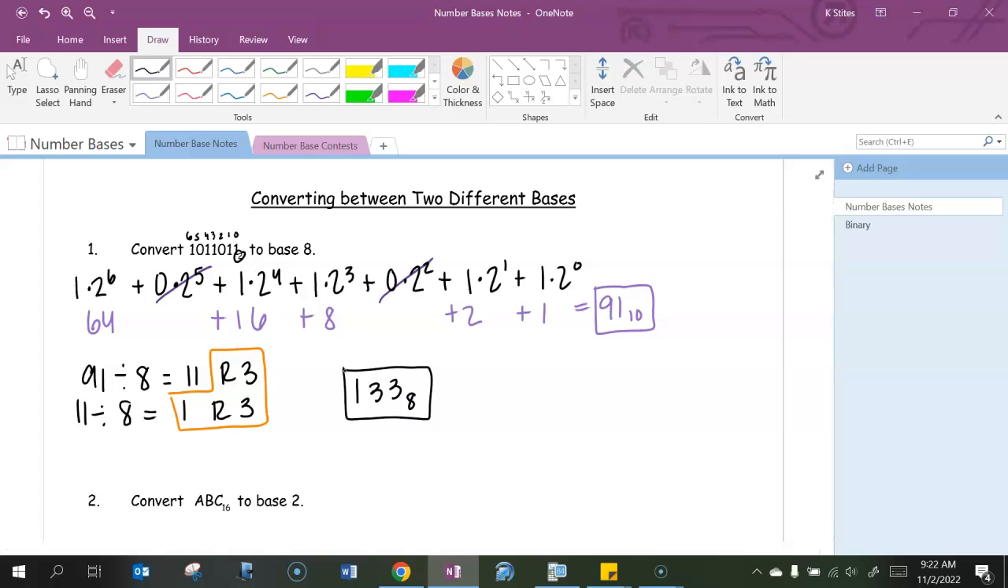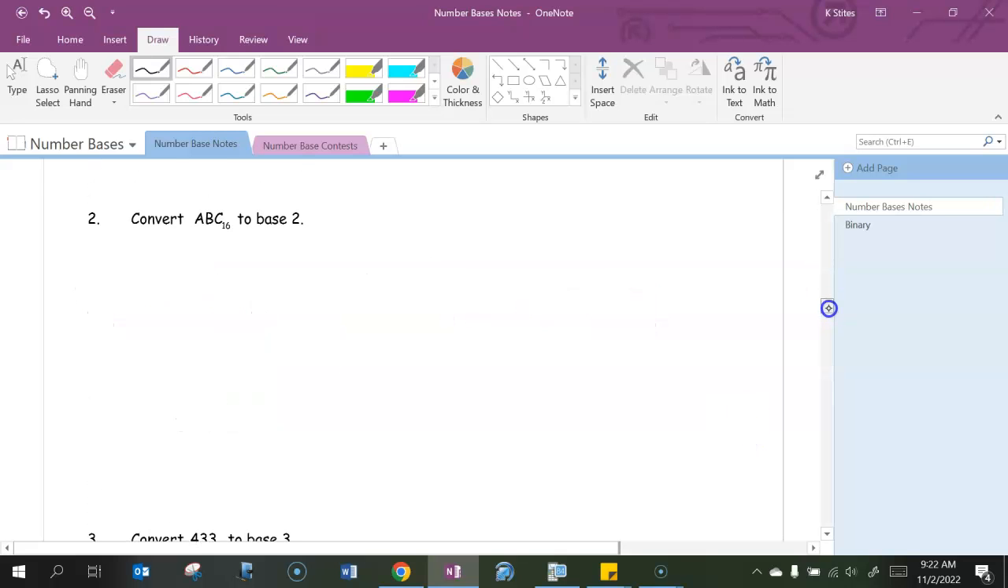All right, so let's try another one like that. Number 2. So we have A, B, C, base 16, and we're going to go to base 2. So again, A is 10, B is 11, and C is 12. So this is 10 times 16 to the 2nd power, plus 11 times 16 to the first power, plus 12 times 16 to the 0 power.